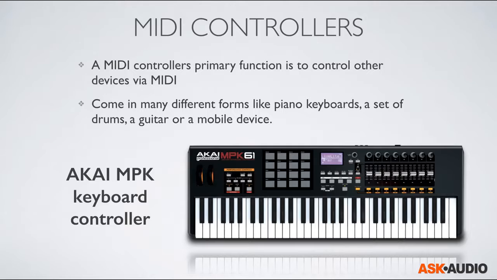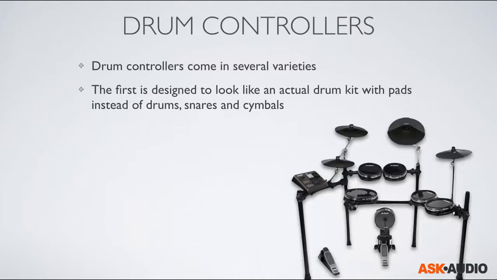And this on the screen is an example of an Akai MPK. This is actually an MPK 61. It has 61 keys, has some drum pads, has 8 faders and 8 knobs, but it's 3 banks of 8, so you get 24 faders, 24 knobs. And then you have things like drum controllers, and drum controllers come in different varieties.